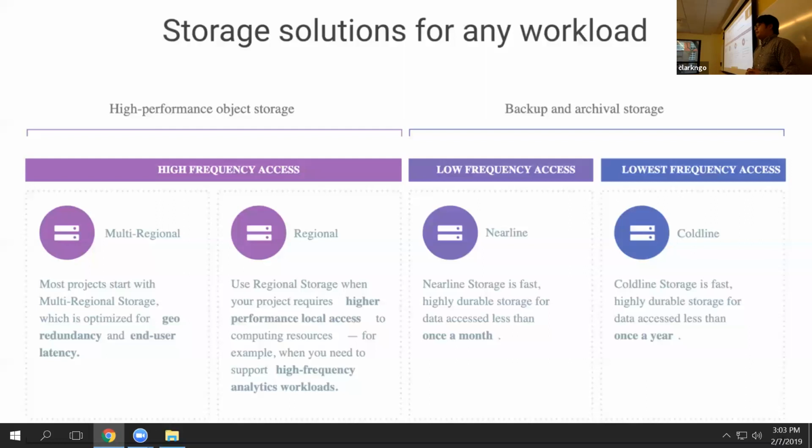Before any differences, we'll check what the subtypes of Google Cloud Storage are. It has multi-regional, with geo-redundancy, so that if one fails, you have the other one in the other region, and low end-user latency as a response. Regional is when you have high performance local access, and also high frequency analytics workloads. And for low frequency access, they have two products called Nearline and Coldline. Nearline, think of it as once a month, disaster recovery backups. Coldline, once a year, audits, like that.